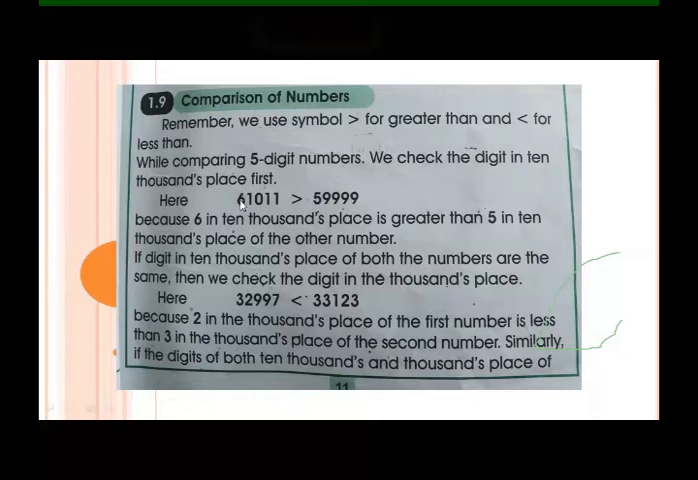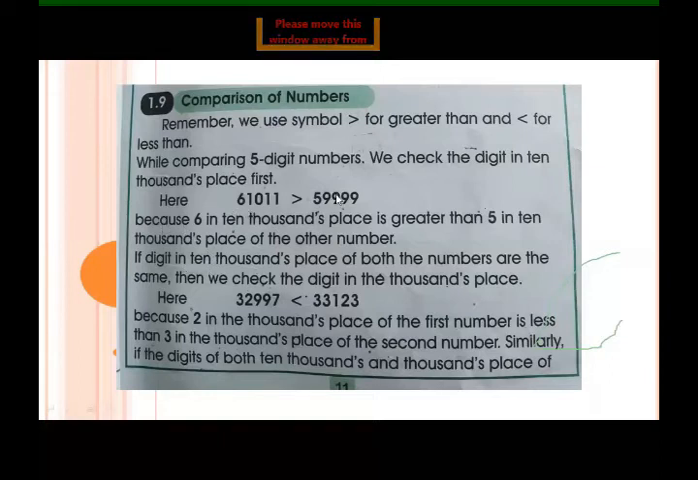Obviously 10,000 here, 10,000 here. 6 is greater than 5, so we put the greater than sign. In comparison of numbers, first of all we have to check the first digit of both. Here 6 is greater than 5, so we put the greater than sign.